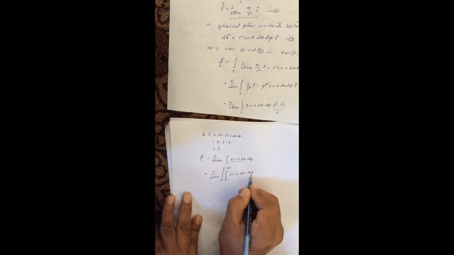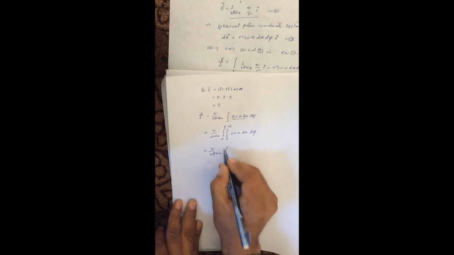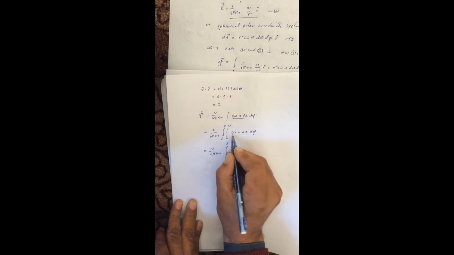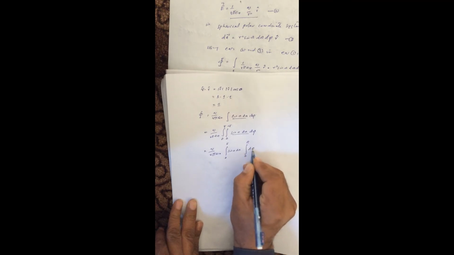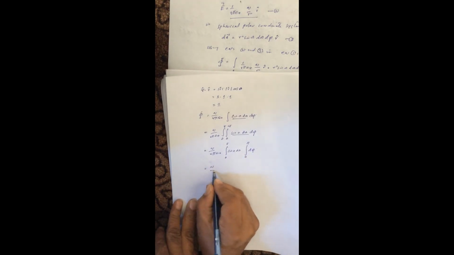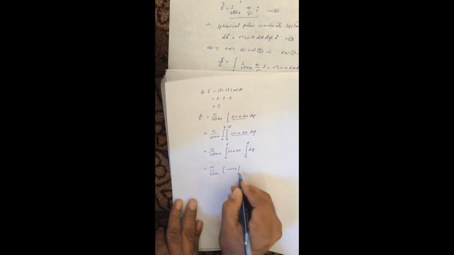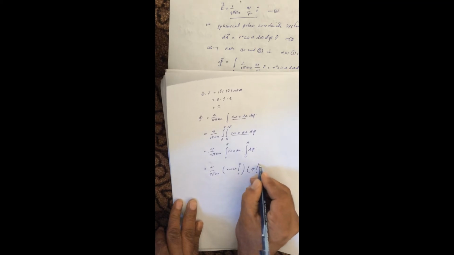Now we have q over 4 pi epsilon naught, and we have this integral from 0 to pi. Here I will write sine theta d theta, because this integral applies only to theta, and we have this integral from 0 to 2 pi which applies to d phi. Now if I solve this integral, we have q over 4 pi epsilon naught, and from this I will get minus cos theta, with the limits from 0 to pi, and from this I will get phi, with the limits from 0 to 2 pi.